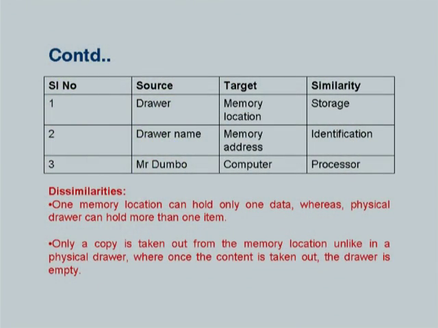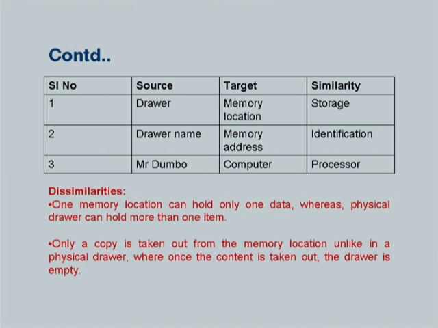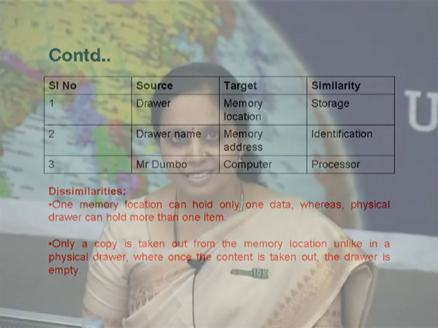However, interestingly, there are also dissimilarities which are to be noted. The first one is that one memory location can hold only one data. However, in the physical drawer, more than one item can be stored. This happens to be a dissimilarity. Similarly, one more important dissimilarity is that in a physical drawer, when the content is taken out, the drawer turns to be empty. Whereas in a memory location, even when the data is taken out, only a copy is taken out and the data still is retained in the memory location, which was shown very explicitly in the visualization.